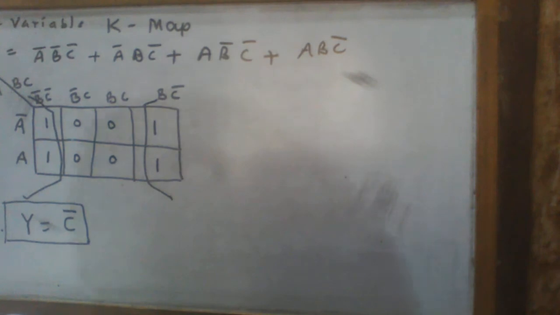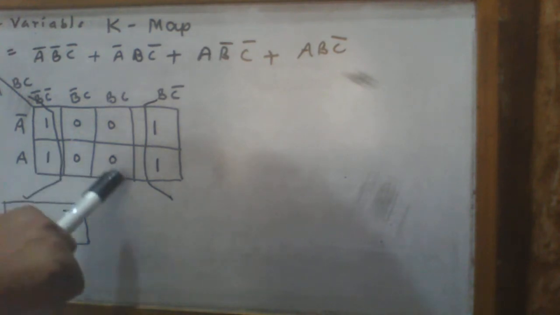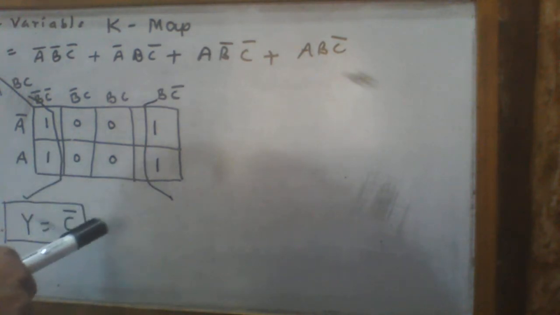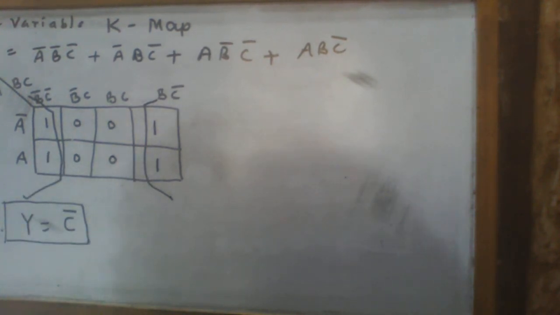If the equation is given, then we can write the equation in the K map, and then we can minimize the equation with the help of grouping. This is the method of solving the given equation. Now we will solve another equation.